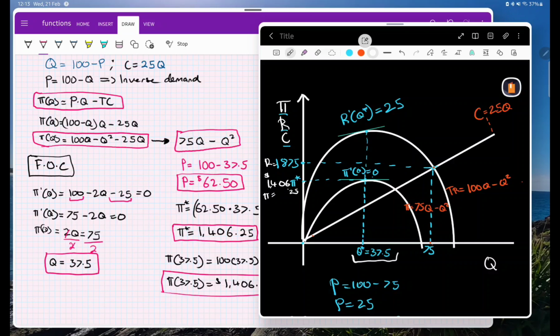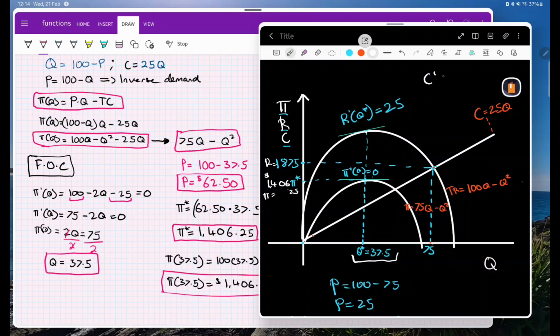So what is interesting about this, though, is at the point where Q is 37.5 and your revenue intersects there, and you take the derivative of your revenue curve, which is 25, it is equal to the slope. So taking the derivative of your revenue curve is your marginal revenue. At that slope, the marginal revenue is equal to 25, which is the same as your marginal cost.